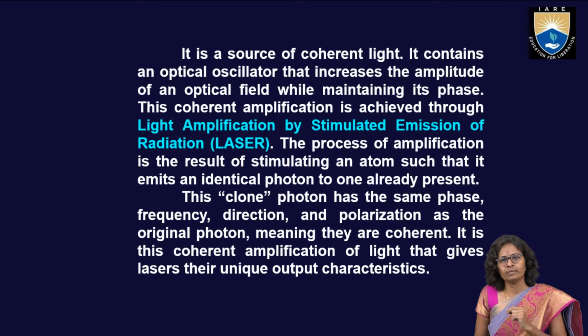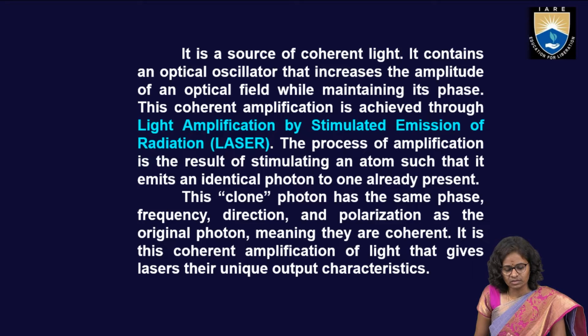The process of amplification is the result of stimulating an atom such that it emits an identical photon to one already present. This clone photon has the same phase, frequency, direction, and polarization as the original one. In other light sources, the emitted photons have random phases, meaning they are incoherent. It is this coherent amplification of light that gives lasers their unique output characteristics.